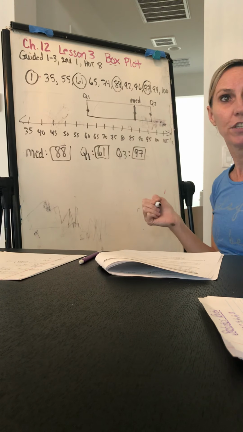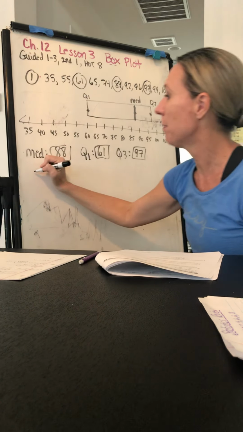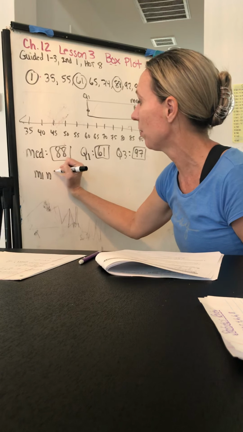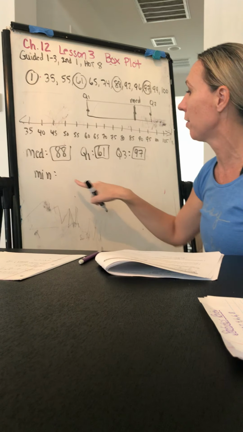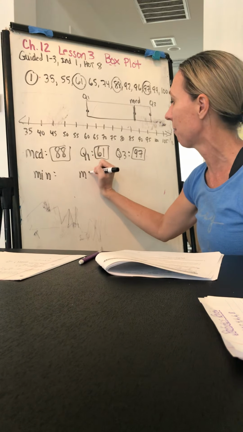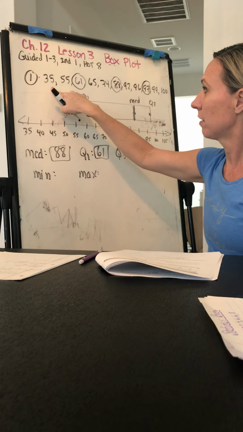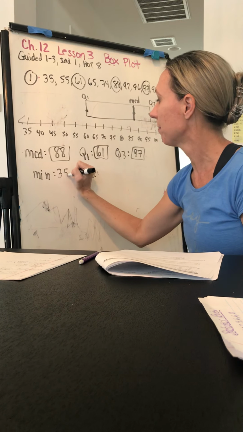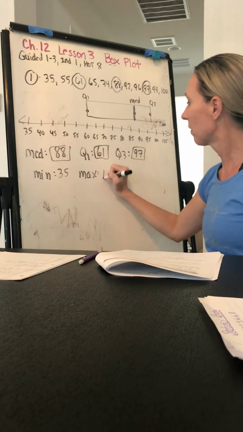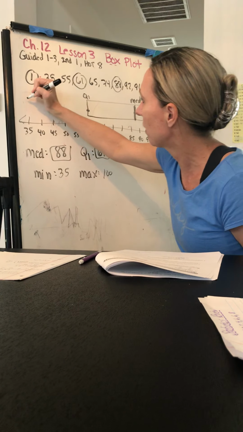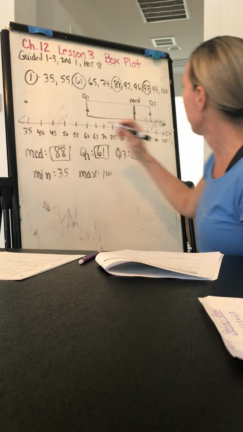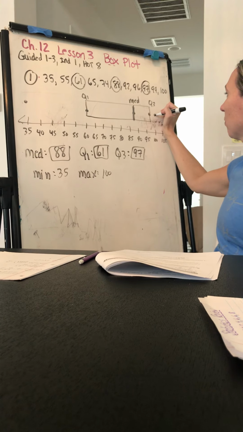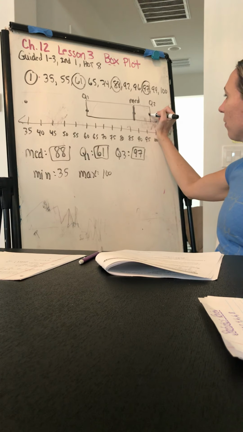Okay, now we're going to do our whiskers. Our whiskers are our minimum and maximum, or our lower and upper extremes. So our minimum point would be what, Bentley? Minimum point would be 35. And what's our maximum? 100. Good. So we make a dot at 35, and we make a dot at 100. Then you draw the whiskers out.